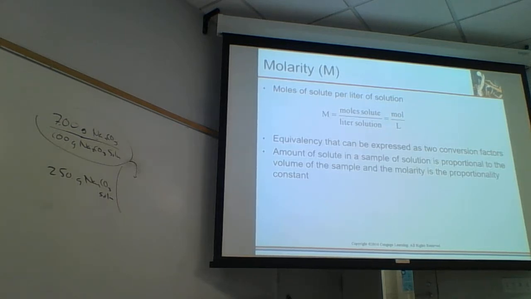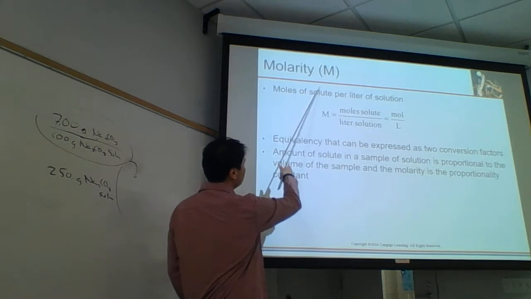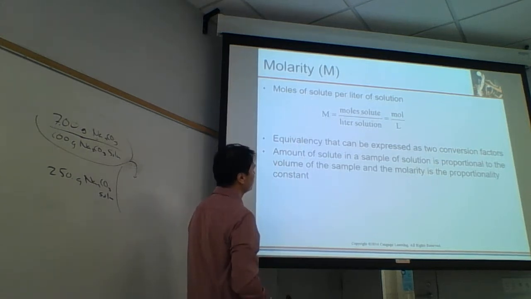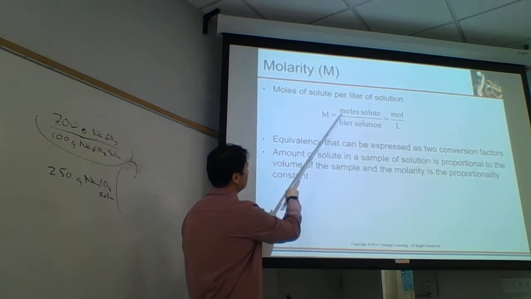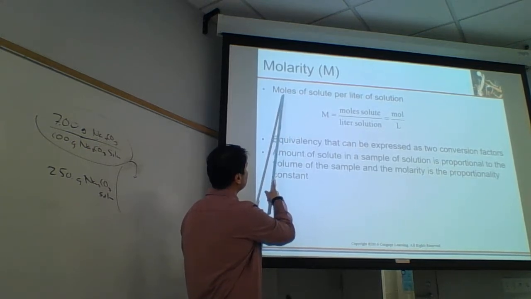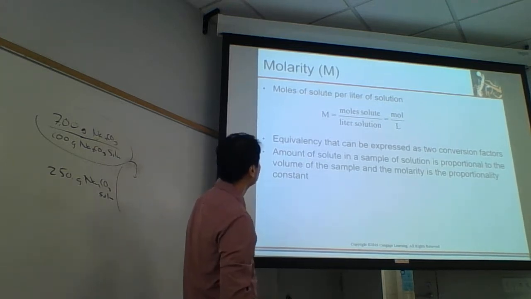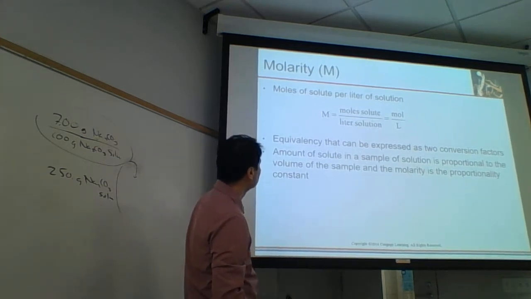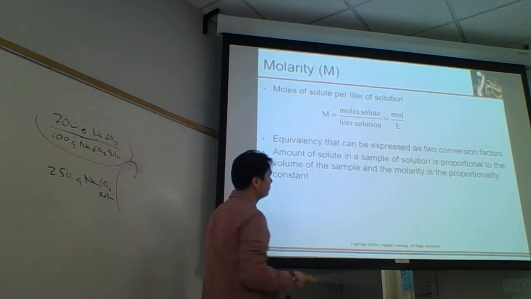Percent by mass is common. Also, molarity is common. Molarity is very useful when we have to do stoichiometry, because we can do a direct liters to moles conversion here. Liters of solution to moles. Liters of solution is easy to measure. Anyway, molarity is defined as moles of solute per liter of solution.